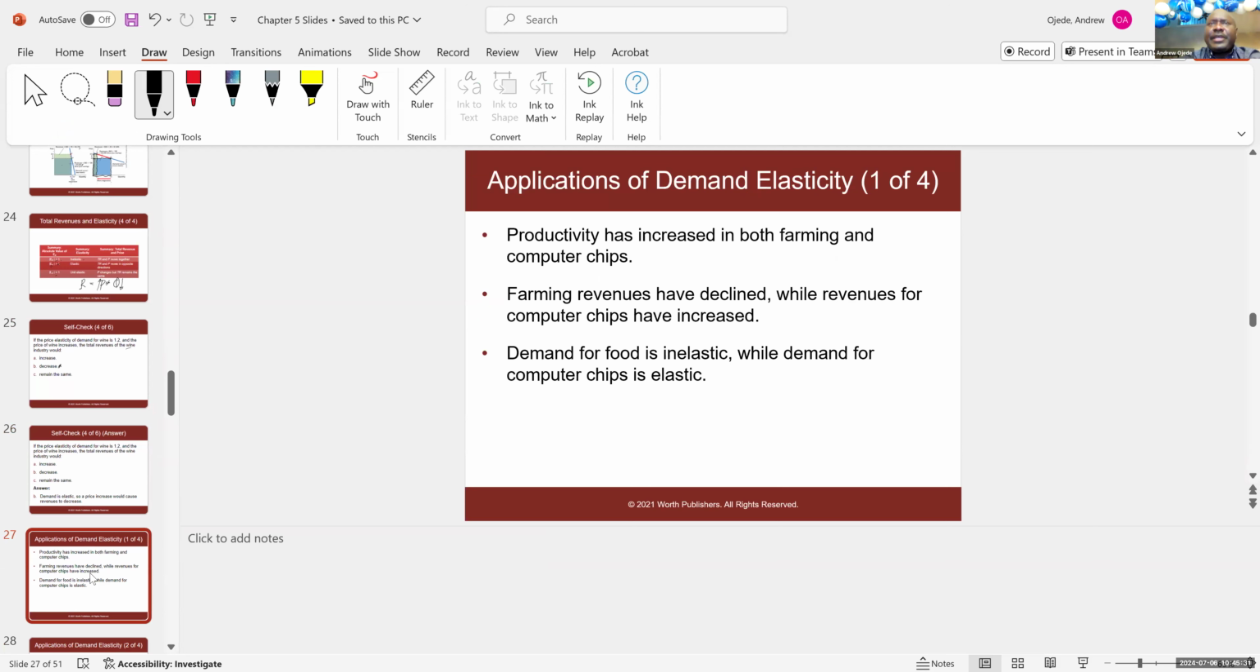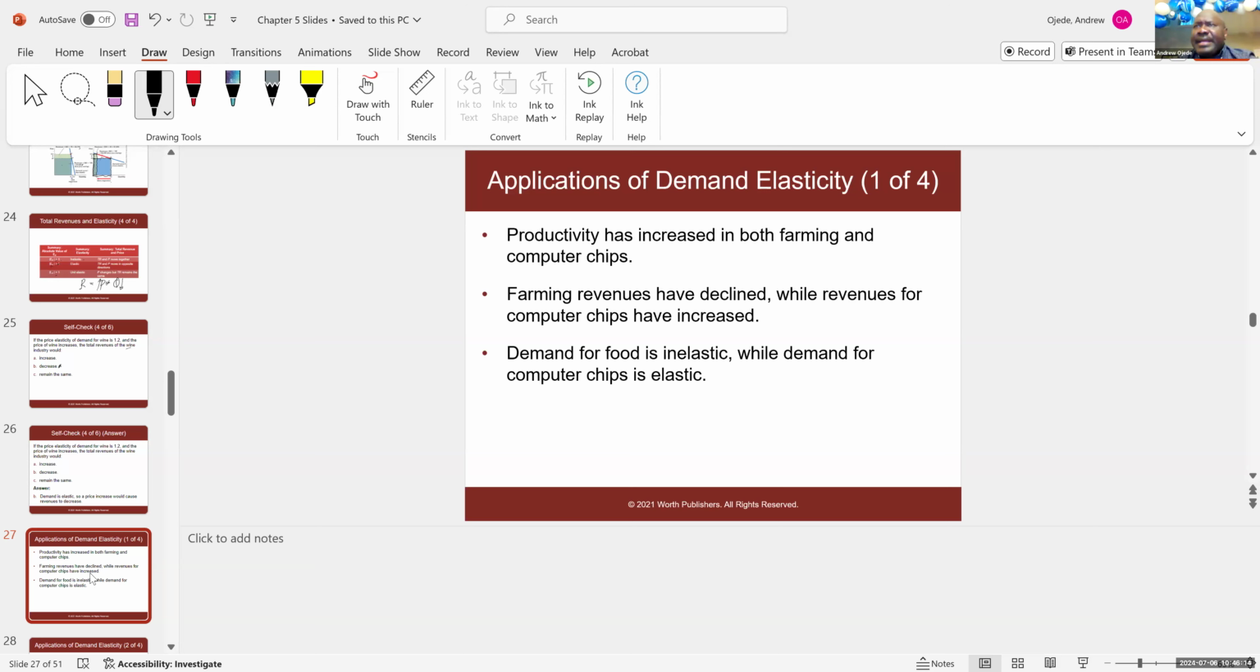Okay. So let's do some application here. Right now, we have talked about the elasticity of demand, but I'm also going to be talking about the elasticity of supply shortly. So, application of demand elasticity: productivity has increased in both farming and computer chips. The first computer chips produced in the 1980s were too expensive because we didn't have a lot of chips. But because of a big productivity increase, chip companies have increased the supply of computer chips a lot. Farming is the same. Farming revenues have declined, while revenues for computer chips have increased.